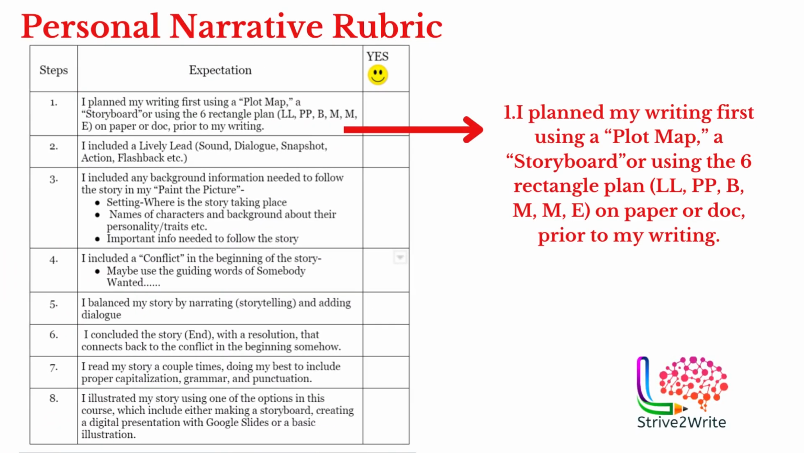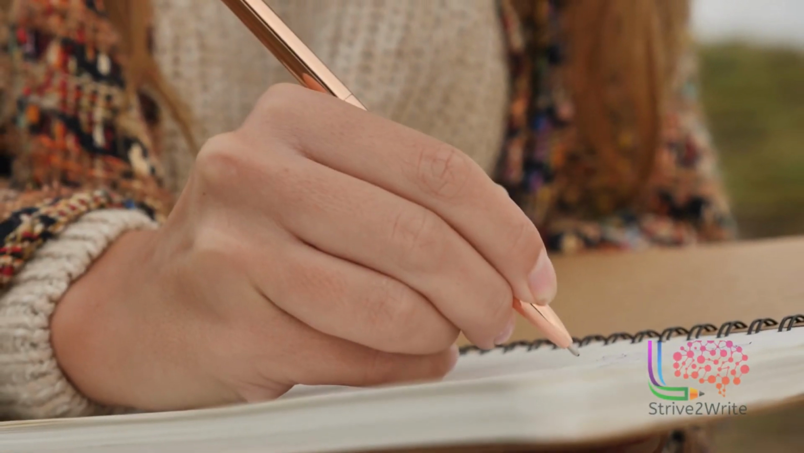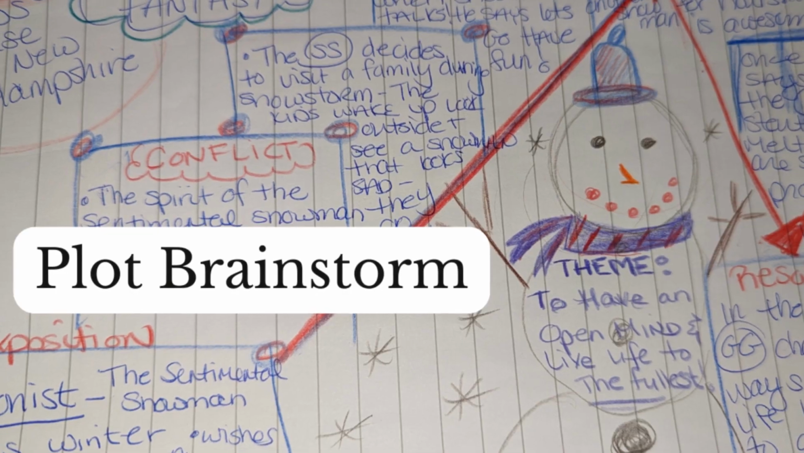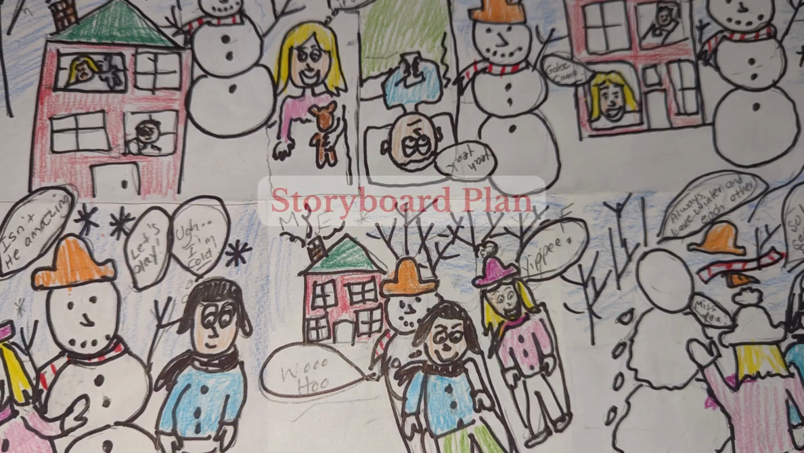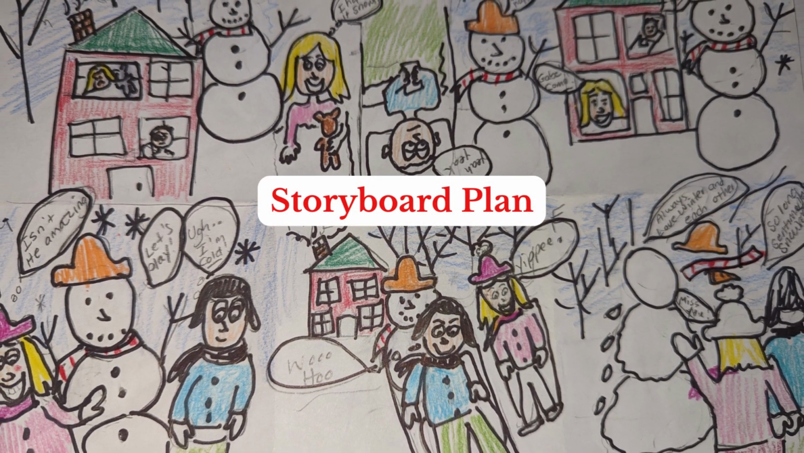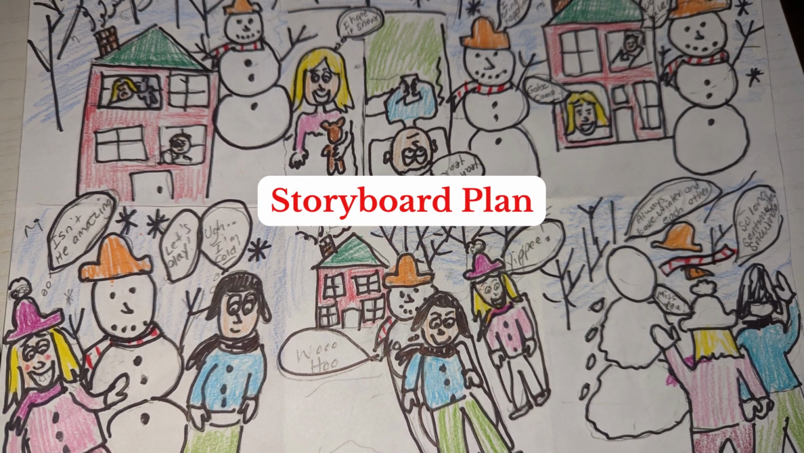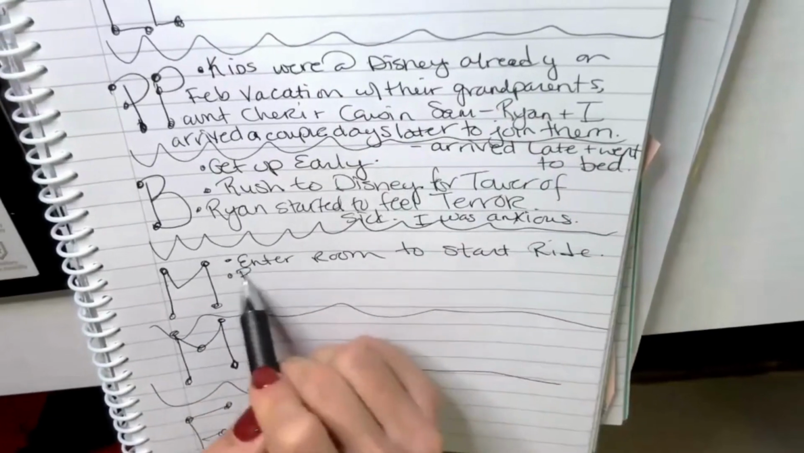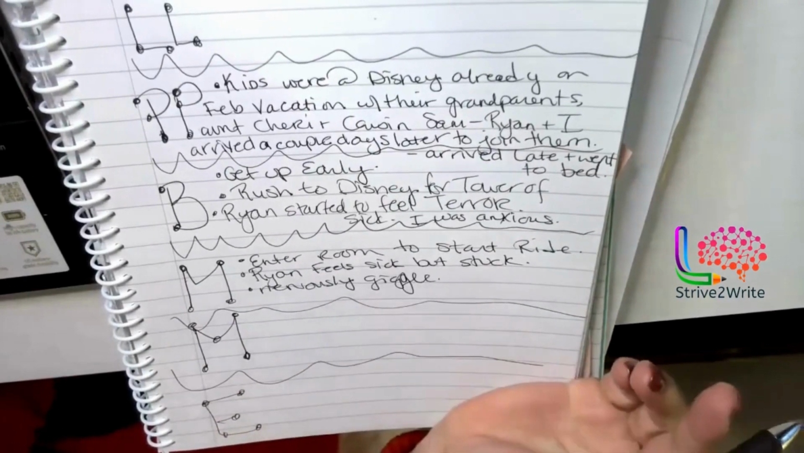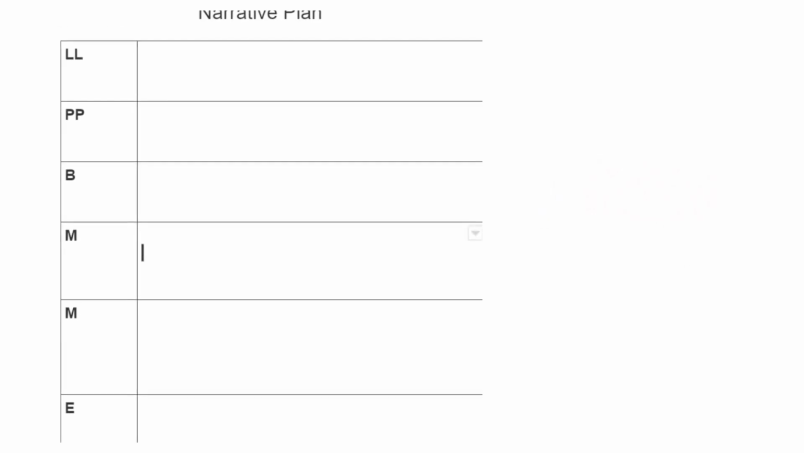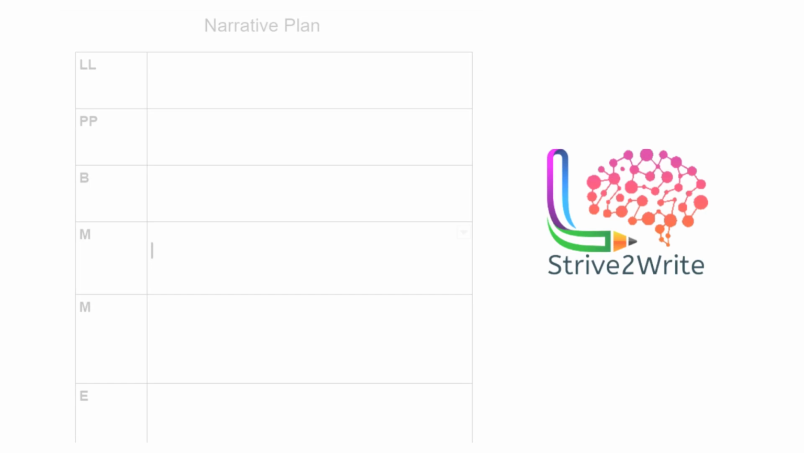First, you want to plan your writing. I highly recommend doing this on paper first, and you can either use a plot map, or you can use the pictures in a storyboard, which can be found in the creative options below. But my favorite way of planning a narrative is using the standard Strive to Write 6 rectangle plan.